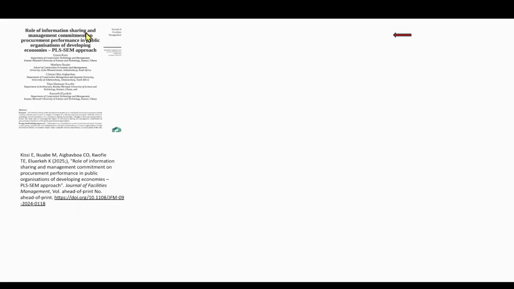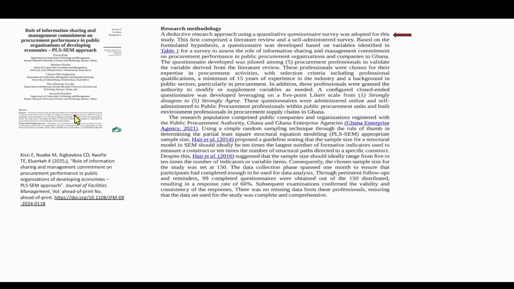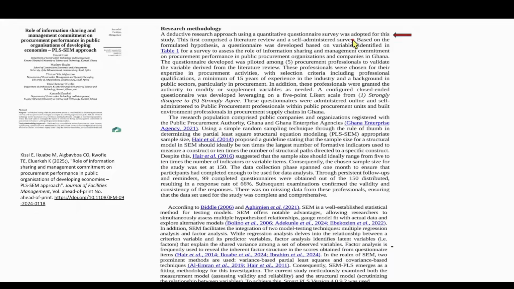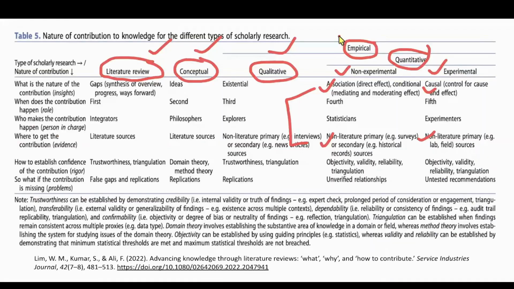Coming to the role of information sharing and management commitment, just a research article to give you a look. We are taking this example since the beginning. Can we have a look at this? In the very first three lines, the researcher has clearly indicated what research methodology they are adopting. A deductive research approach using a quantitative questionnaire survey, right? So it's a quantitative research using a survey.